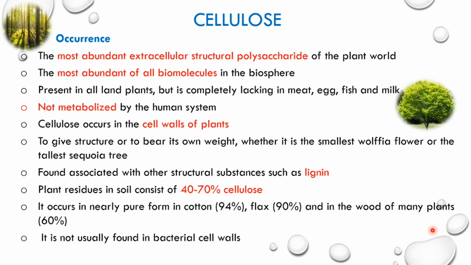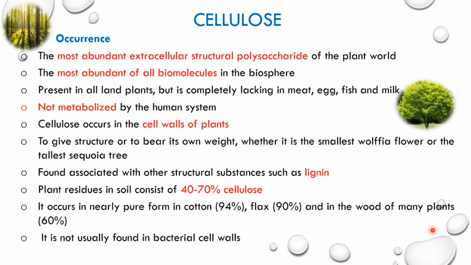Let us move to the next homopolysaccharide, cellulose. As we all know, cellulose is the most abundant extracellular structural polysaccharide of the plant world. This is the most abundant of all biomolecules in the biosphere, present in all land plants, and it is not metabolized by the human system. Cellulose occurs in the cell walls of the plant and it gives structure to bear its own weight.